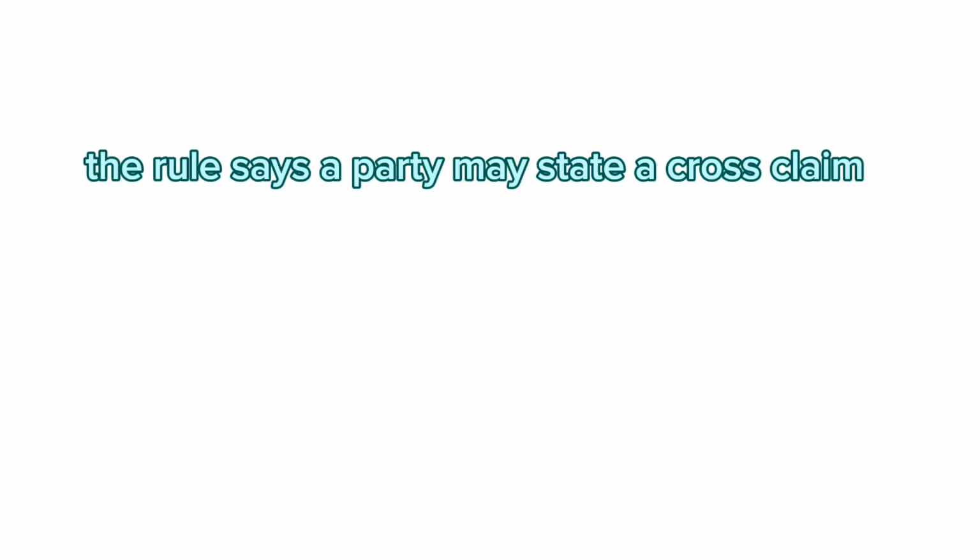The rule says a party may state a cross-claim, but it never, ever says must. That's a relief. It allows the defendants to present a united front if they want to, without being forced to stab each other in the back right away. Exactly. Sometimes the best strategy is to stay friends, at least through the main trial.